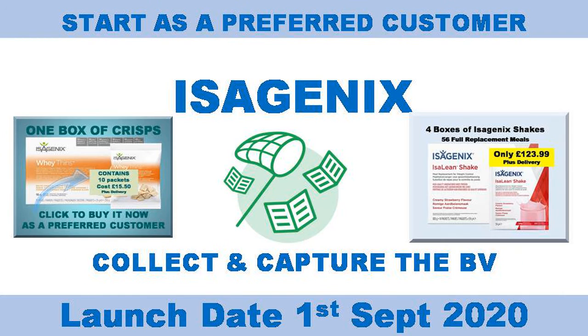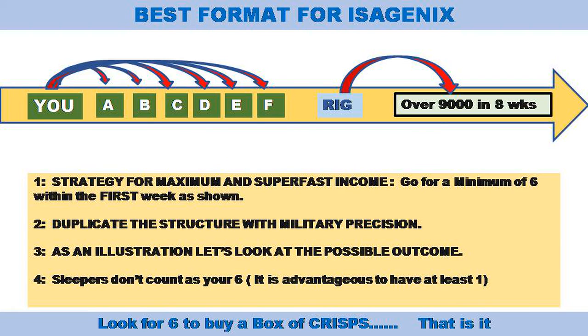With ISAGENIX, you're going to start as a preferred customer. This automatically gives you a 25% discount on retail price. Now you can start with a box of crisps, or you can start with a bigger package, which is 4 boxes of shakes. Now, if you want to be trained as a director, the best way to start is with a bigger package. You'll get there faster. We always teach a strategy to give you maximum income in minimum time.